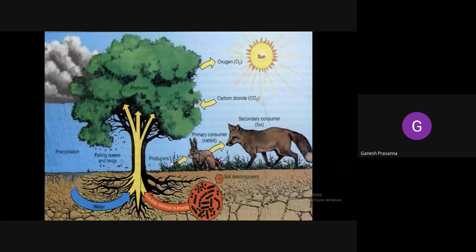So the primary consumers are dependent on the producers, and in turn the secondary consumers are dependent on the primary consumers. Okay, so what happens is the producers start to produce the food, they in turn are being consumed by the primary consumers. So the primary consumers are consumed by secondary consumers, and this is a cycle, or a chain, which is continuous in nature.